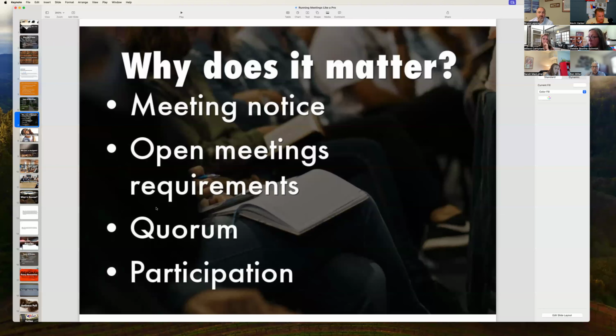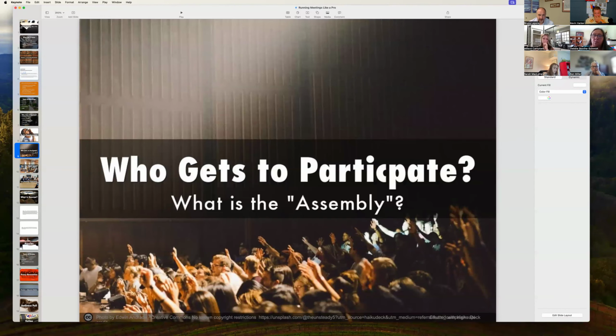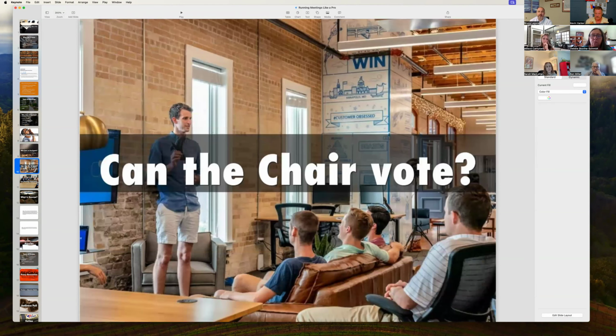Now the quorum is going to be different too. In an annual meeting, your quorum is going to be identified in your bylaws. It's also identified for director meetings, and usually a majority of the directors will constitute a quorum for a board meeting. Now, we've talked about the assembly. I'm going to talk more about quorum in a minute, but here's my next trivia question.